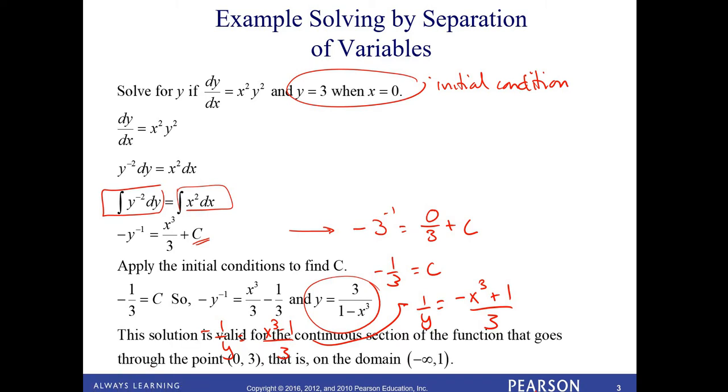Okay, the solution is valid for the continuous section of the function that goes to the point (0, 3), that is on the domain from negative infinity to 1. So looking at our final equation and knowing our initial condition, this is a rational function. This point (0, 3) is on the domain from negative infinity to 1. So that's the continuous part of this function that this is valid for.